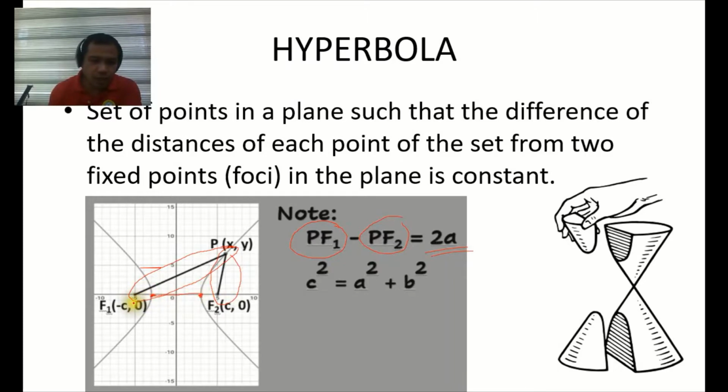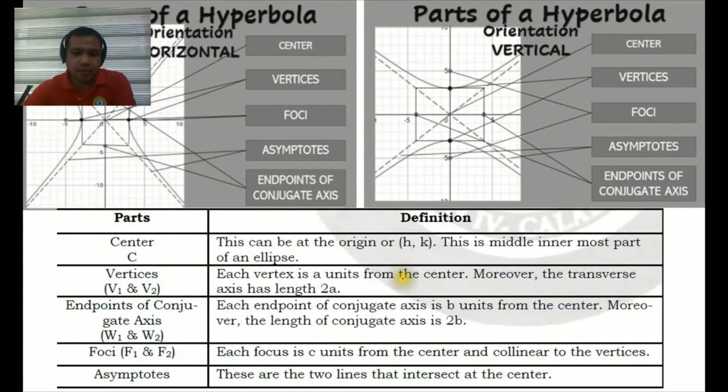Kung mapapansin nyo, ang difference natin this time is mas mahaba yung C. That is why we are to use c squared is equal to a squared plus b squared. Ito na yung sa Pythagorean theorem, whereas sinusundan natin yung letter C as the longest line.